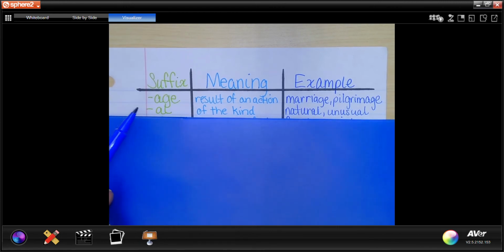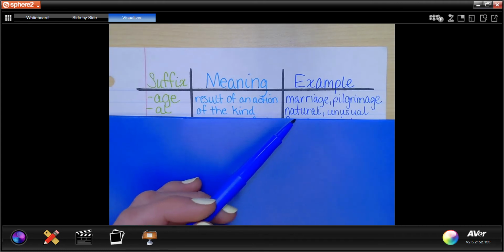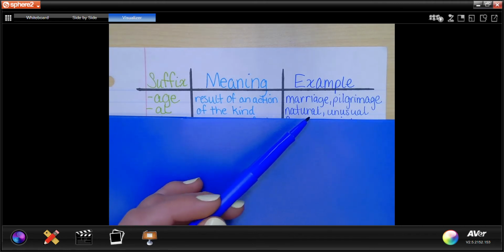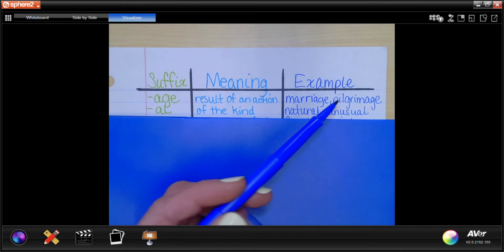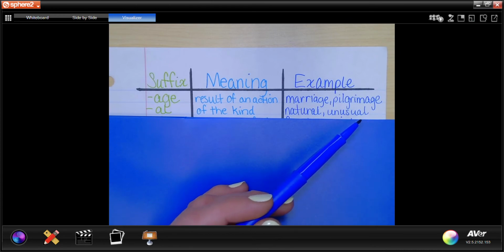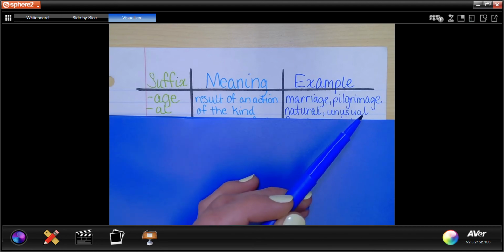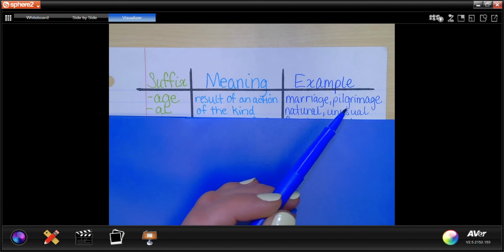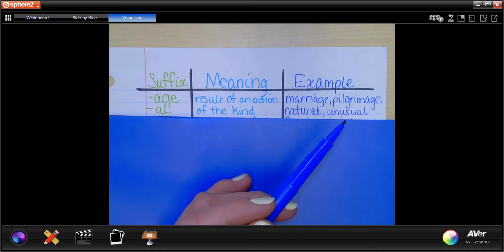The second suffix we'll talk about is al, meaning of the kind. One example is the word natural. Natural means of nature. Unusual is another example. We have the prefix un, which if you remember means not, and then usual means common. So not common. So not of the common kind.